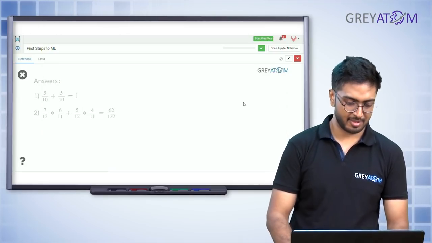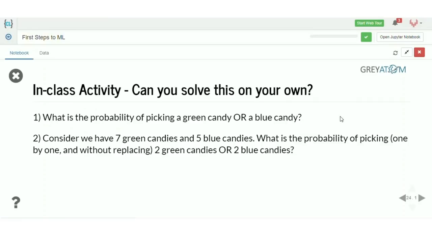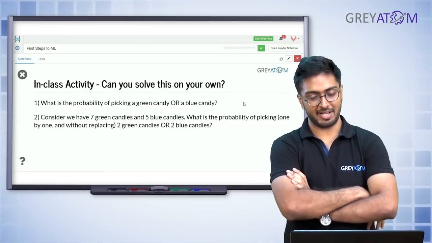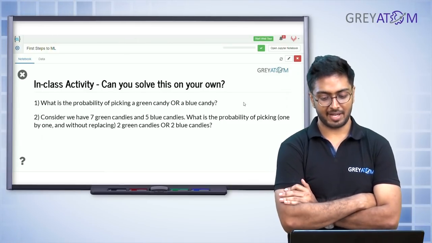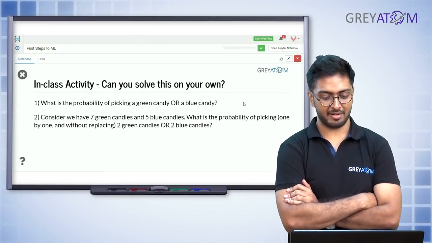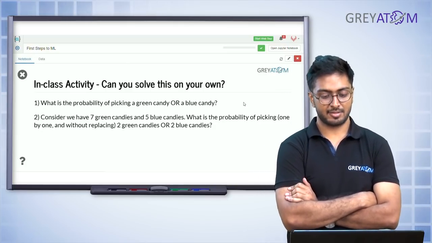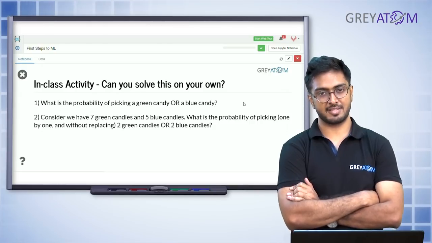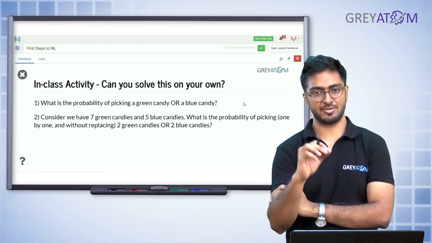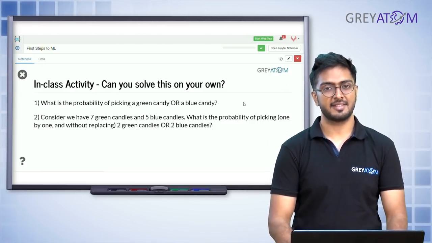the next question. Consider that we have 7 green candies and 5 blue candies. So there are 12 candies all in all. Out of those 12 candies, what is the probability of picking one by one, without replacing, 2 green candies or 2 blue candies, right? So 2 consecutive green candies or 2 consecutive blue candies if we randomly choose 2 of them. So that's something that we know.